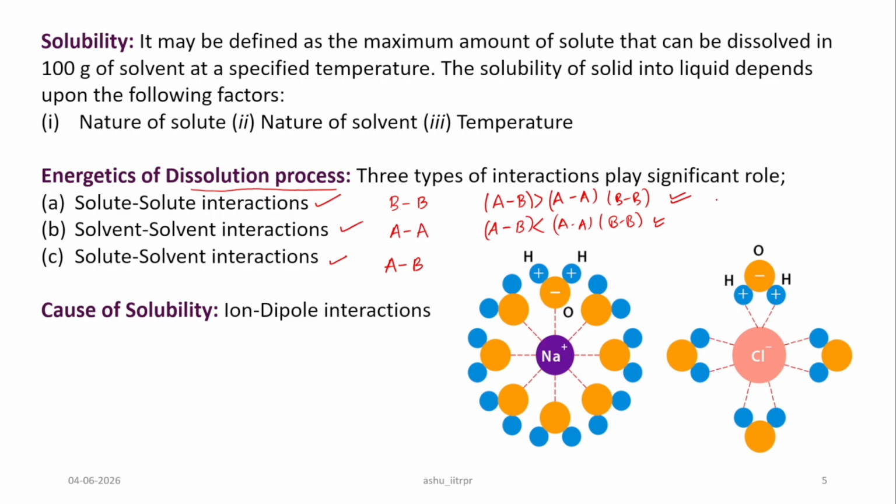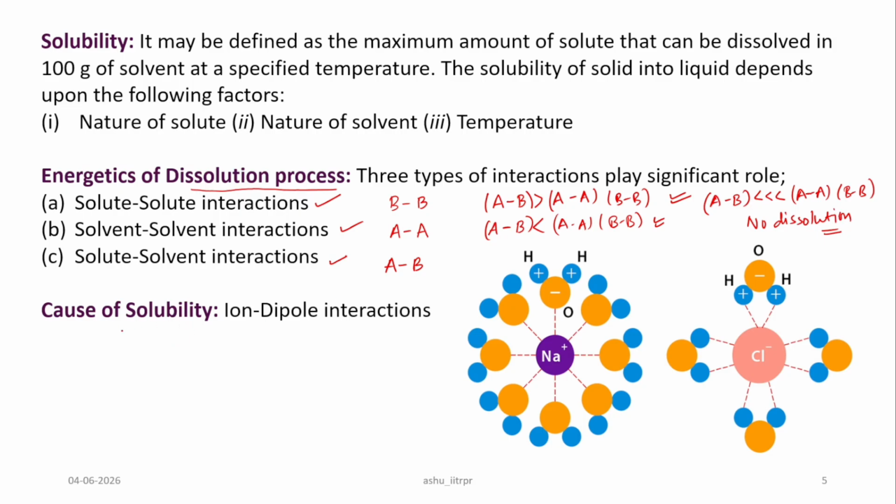But the third condition is if AB interaction is much smaller than AA or BB. That means AB interaction is very less in comparison to the interaction between solvent-solvent and solute-solute. Then in this case we write no dissolution, meaning there is no solubility. Why? Because AB interactions are very weak in comparison to solute-solute and solvent-solvent.